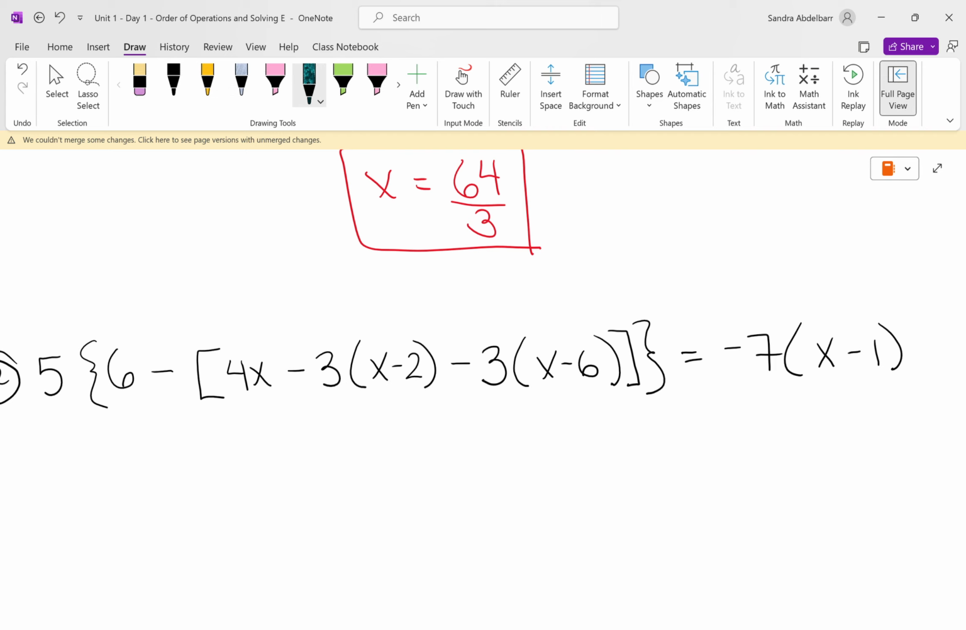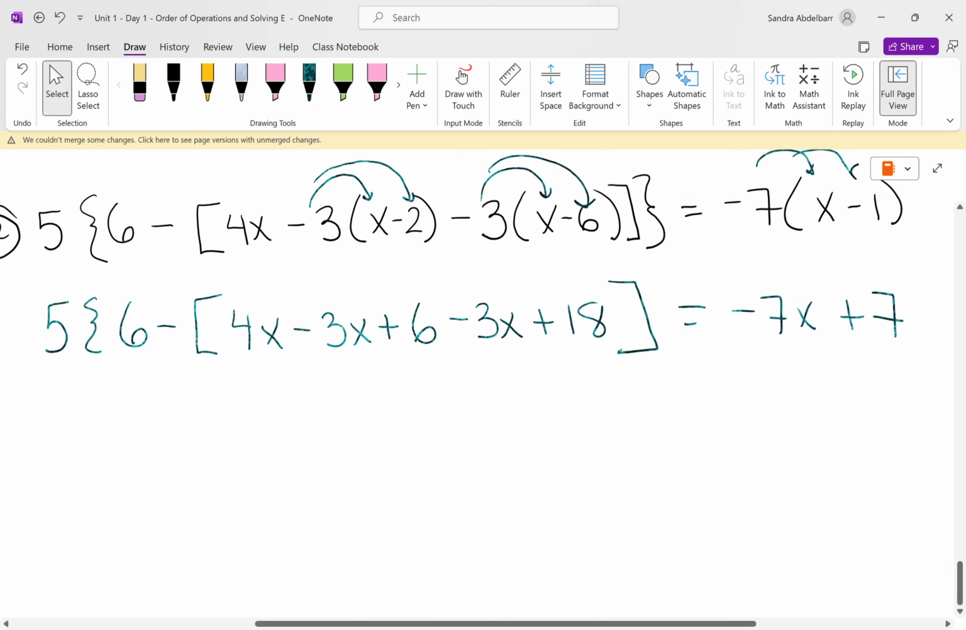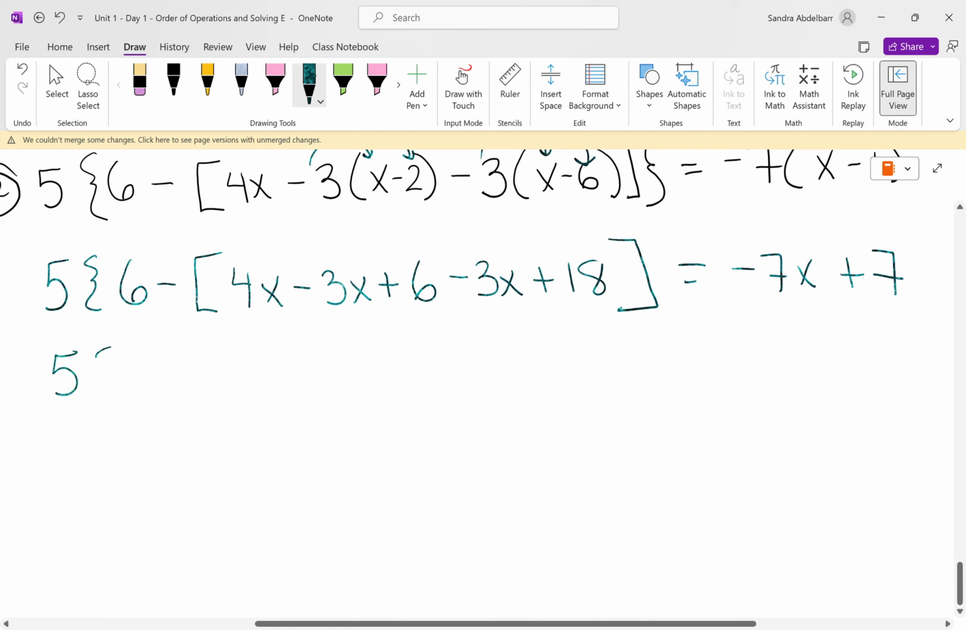All right, let's see who's correct. So here what we're doing is we are working within our brackets. We're distributing that -3, and simultaneously I'm going to distribute this -3. You have to make sure that negative's there. So we have 5, opening our brackets, 6 minus, open our square brackets, 4x minus 3x plus 6 minus 3x plus 18. I'm closing these brackets, equals, I'm distributing this, -7x plus 7.